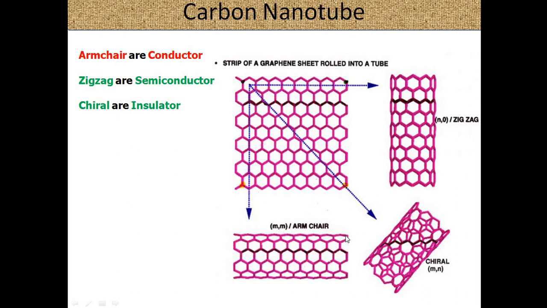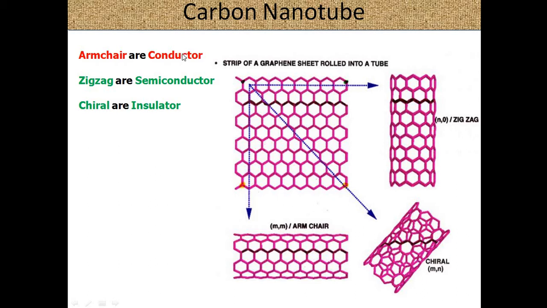You can see here is the chair formation, then arm formation, chair formation, arm formation. So you can see here this open-ended structure is armchair formation. So this is called armchair formation. This armchair carbon nanotube is conductor in nature, or conducting in nature.